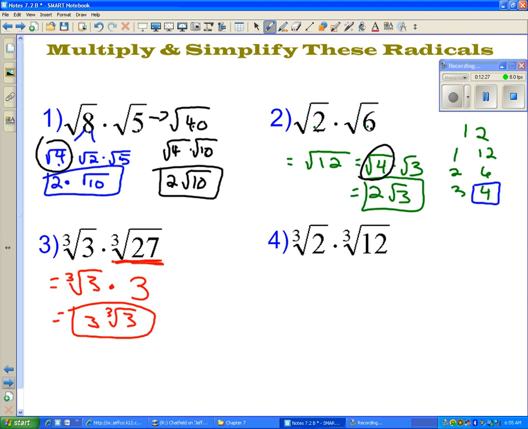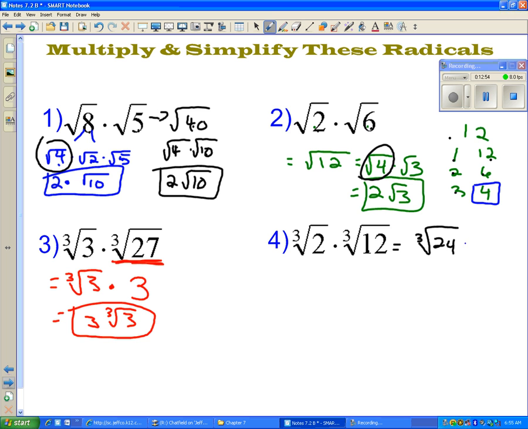And lastly, number 4 here, not of this page, lastly. Is there a perfect cube that goes into 12? My factors are up here. We had 1 and 12, 2 and 6, 3 and 4. None of those are perfect cubes. So let's go ahead and multiply this out. 2 times 12. This is the cube root of 24. Well, what perfect cubes go into 24?